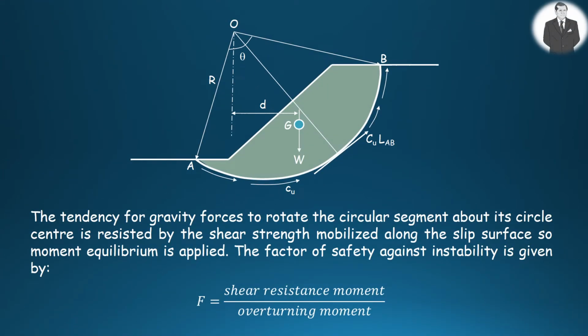Gravity forces tend to rotate the circular segment about its circle center, and this rotation is resisted by the shear strength mobilized along the slip surface as shown in the figure. Therefore, moment equilibrium is applied. The factor of safety against instability can then be defined as the ratio between shear resistance moment and the overturning moment.